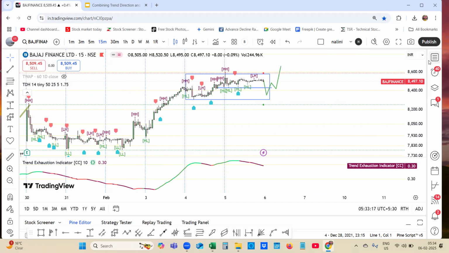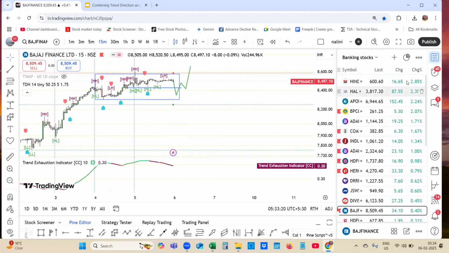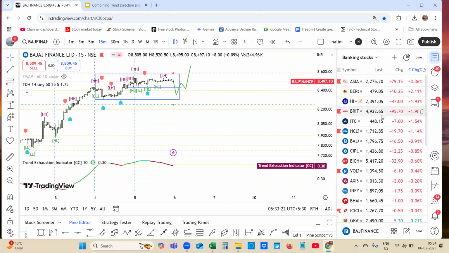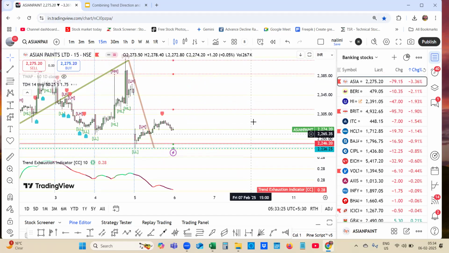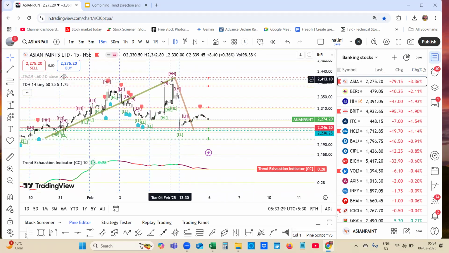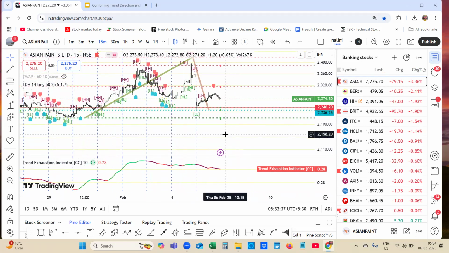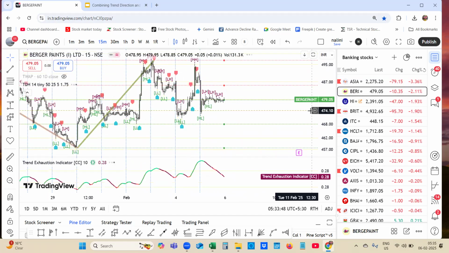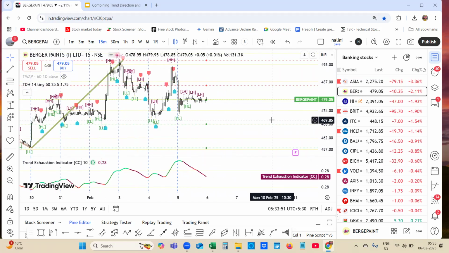Let us check any stock which is fitting our oversold position. See, it is plotting lower, trend exhaustion has happened, higher high and parabolic down move, lower high, and now it is plotting supports over here for the Asian Paints. So still this stock is not ready. We need to wait for that. Let us check Berger Paints. No.